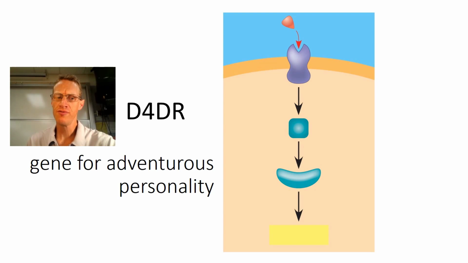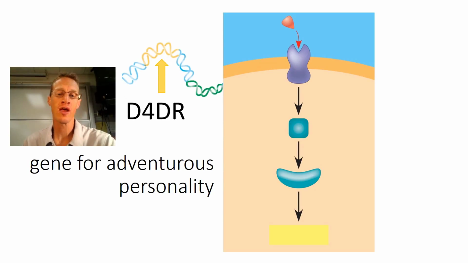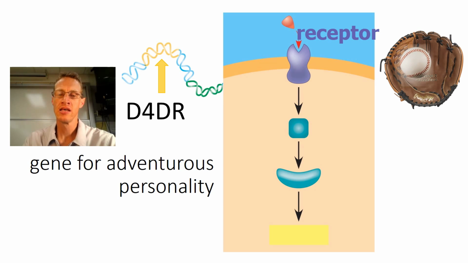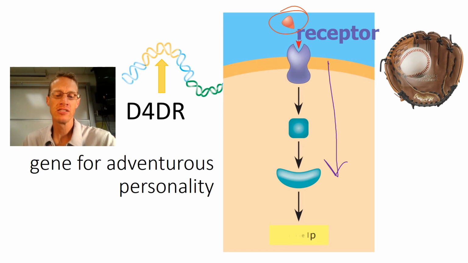So how does the gene D4DR create an adventurous personality? D4DR codes for a protein on the surface of our brain cells called a receptor. Think of a receptor as like a baseball glove that catches baseballs. In this case, the ball is dopamine. And when the receptor catches dopamine, it activates an internal pathway that eventually leads to our sensation of pleasure or reward. Now, people with the long version or dominant allele for the D4DR gene make a defective receptor.